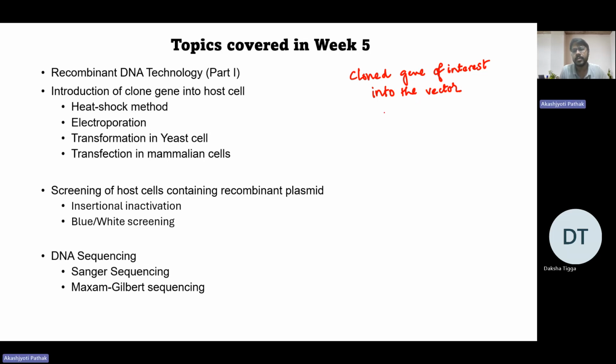Now we have the recombinant DNA. The cloned gene of interest, when it is present inside the vector, we call it recombinant DNA, isn't it? So this is the recombinant DNA. Once we have prepared the recombinant DNA, the next step will be what? The next step will be to introduce it into the host cell. So step number two is to introduce the recombinant DNA, rDNA, into the host cell.